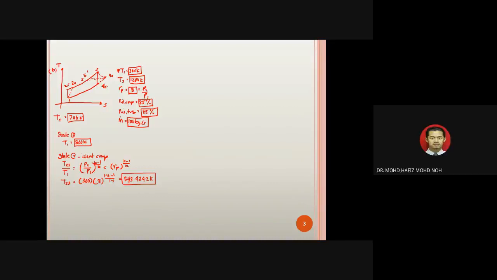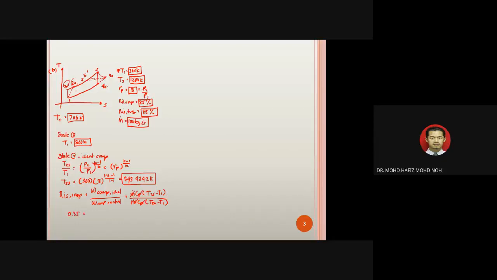Since you know the value of T2S, you can find the value of T2 actual by using the isentropic efficiency for the compressor, which is W compressor ideal divided by W compressor actual. In this case, it is m dot Cp (T2S minus T1) divided by m dot Cp (T2 actual minus T1), so the m dot Cp can be cancelled. You put the values: the isentropic efficiency for the compressor is 0.85.